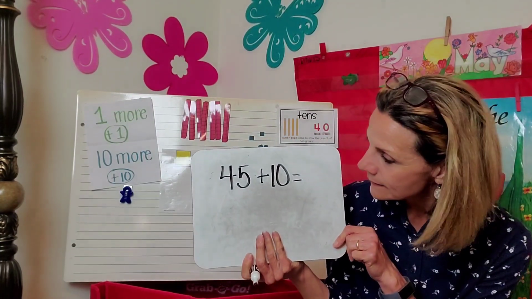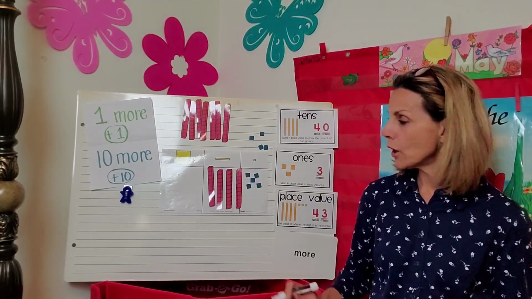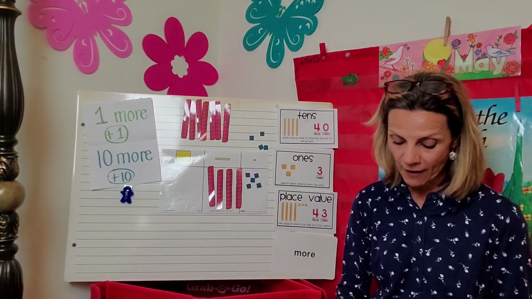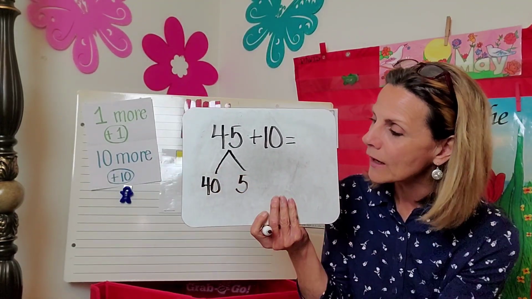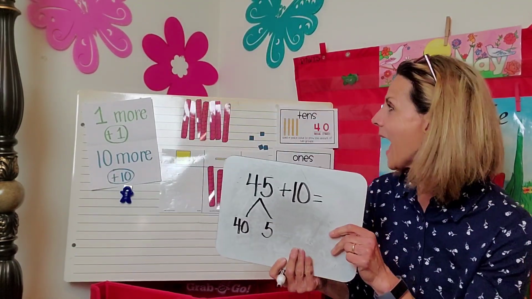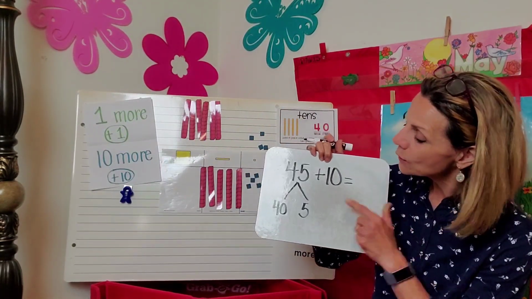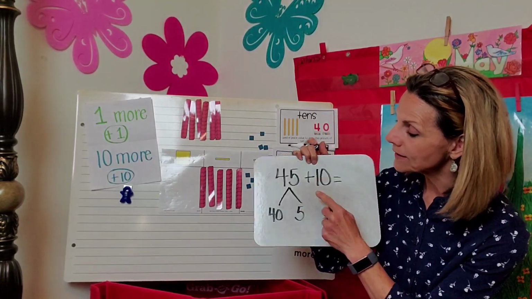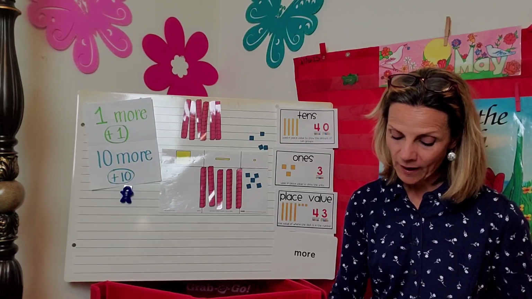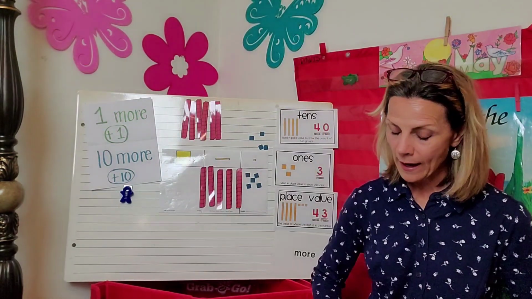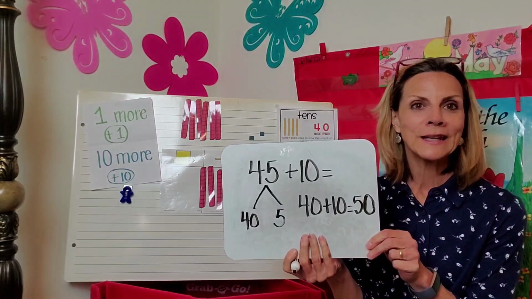45 plus 10, okay? So I'm going to break apart my 45. I know 45 is built with 4 10s and 5 1s. So I'm going to use a number bond to help me break apart that whole number. And now I'm going to add a 10 because I'm saying plus 10. So to show that I added 10 to 40, I'm going to go ahead and write that down. And I know that 40 plus 10 is 50.